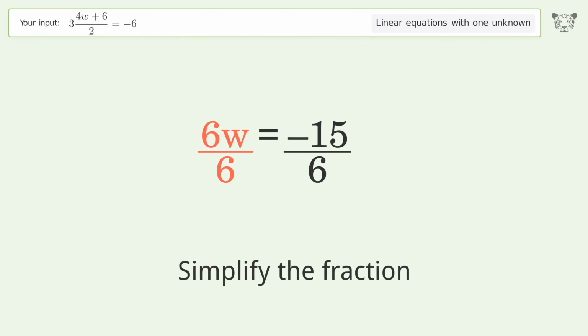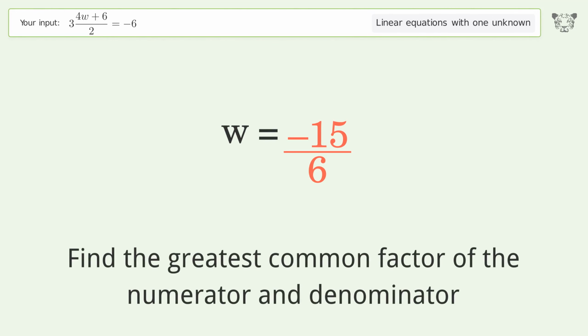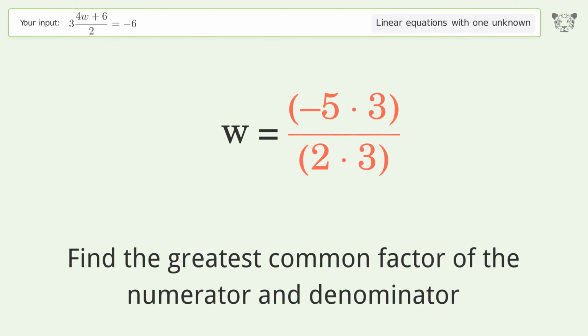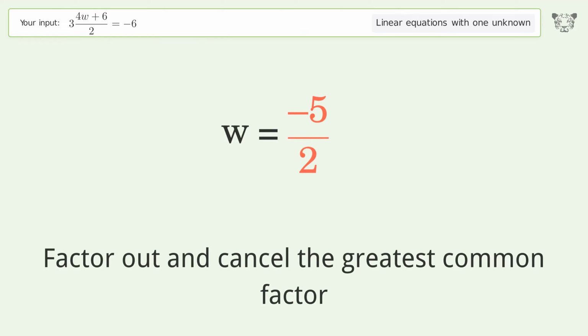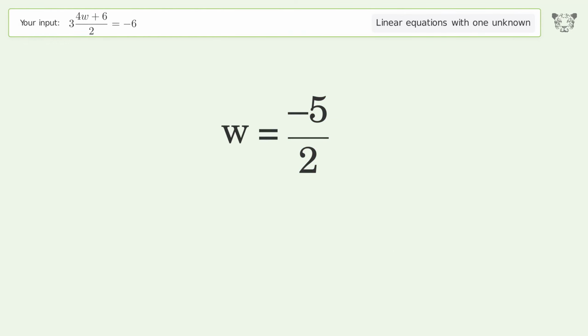Simplify the fraction. Find the greatest common factor of the numerator and denominator. Factor out and cancel the greatest common factor. And so the final result is w equals -5/2.